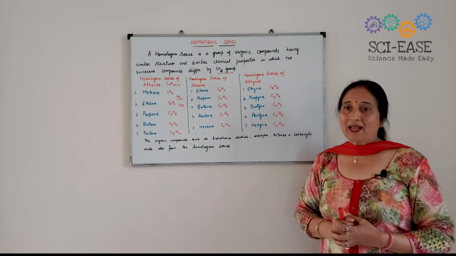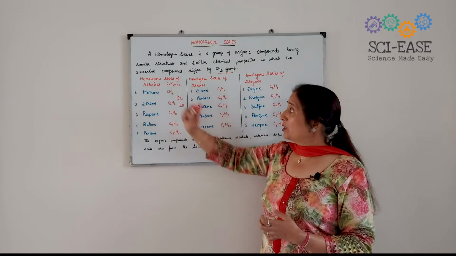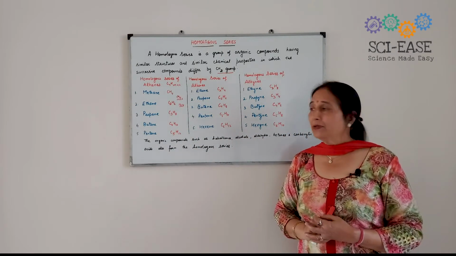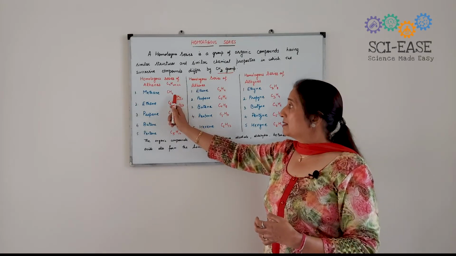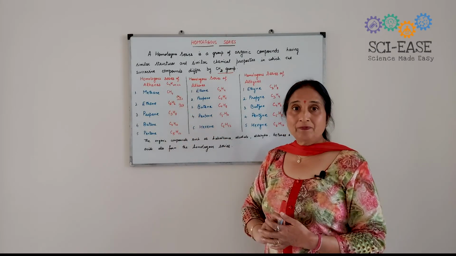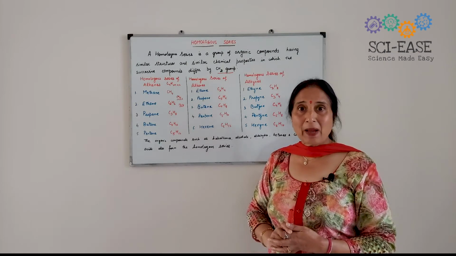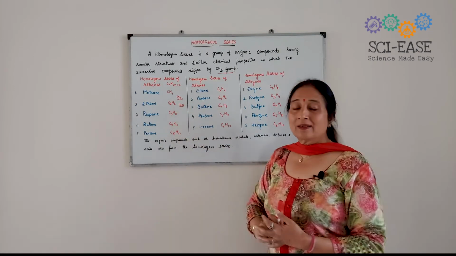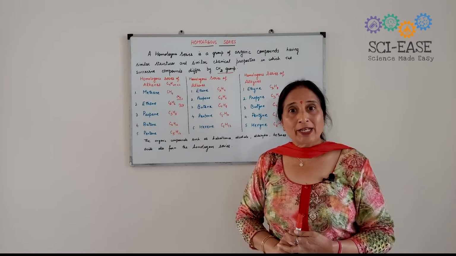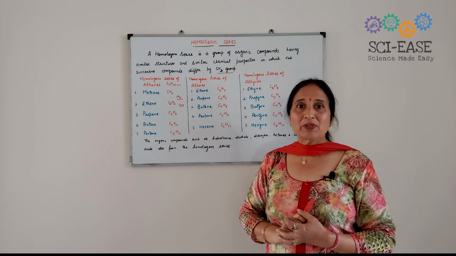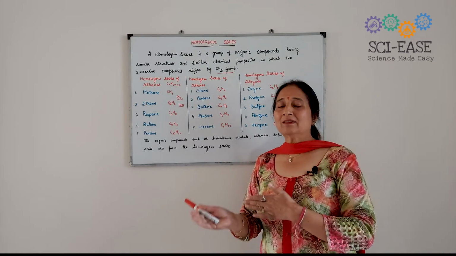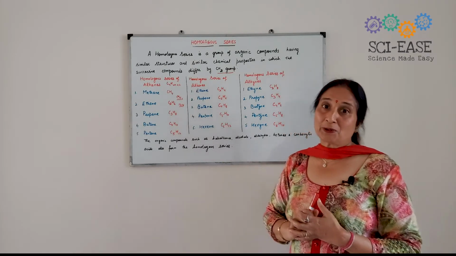So by taking this homologous series of alkanes, things have become clear to all of you that there is a difference of CH2 group between two adjacent members. The molecular mass difference of 14 u should be there between the two adjacent members. A difference of one carbon and two hydrogens should be there.